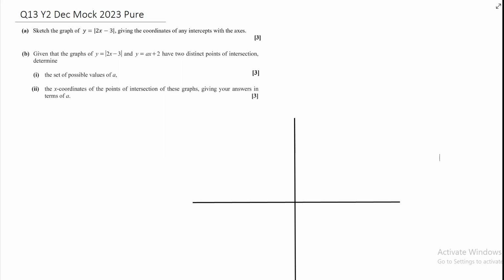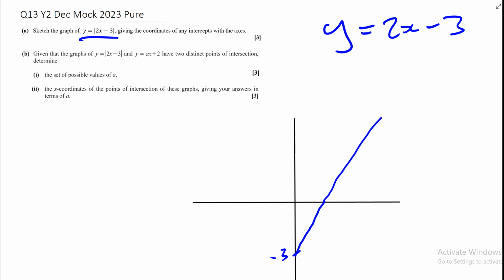Question 13, it's on modulus graphs. We've got to sketch that. So let's sketch y equals 2x minus 3, ignoring the modulus, and then we will reflect any negative y values in the x-axis. So this graph is going to have a y-intercept of minus 3 and a gradient of plus 2. So it's going to go up like this and carry on going up.